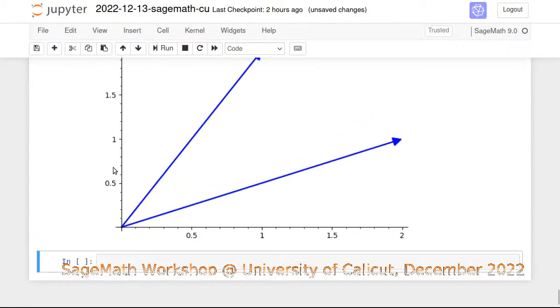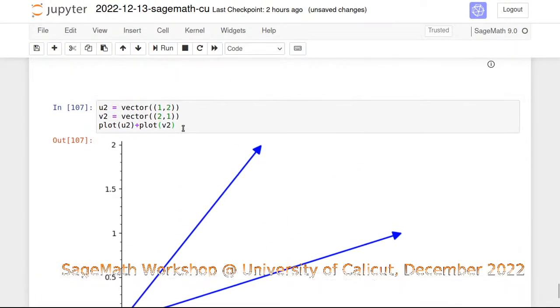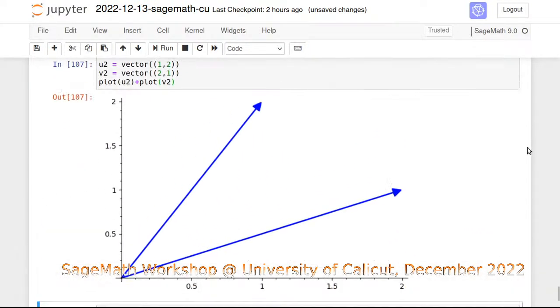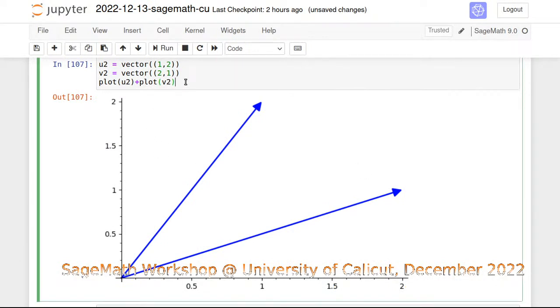This is anyway working, and the angle between, we have already found. So we can draw like this, and the arrow mark is of course here. And now, so two vectors we have plotted already.